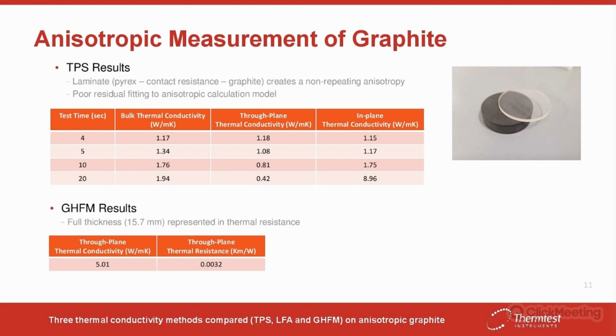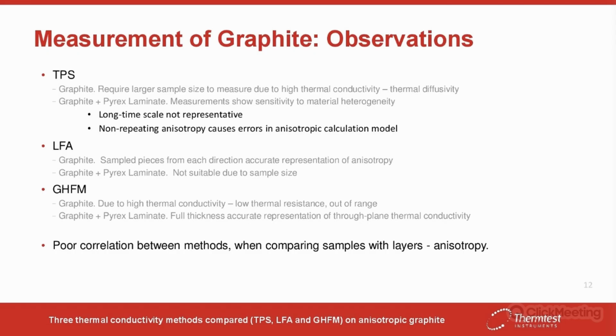So we wanted to find an anisotropic material that we could measure that did represent well organized and within the range of these 3 methods, and that's the material we did next. Actually, there's one slide on the observations before we proceed. So the observations on this testing is in the materials we could actually test being graphite and the Pyrex laminate.